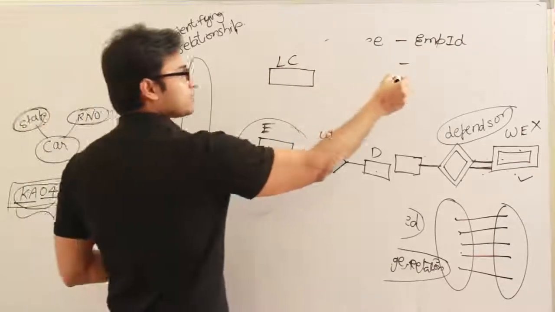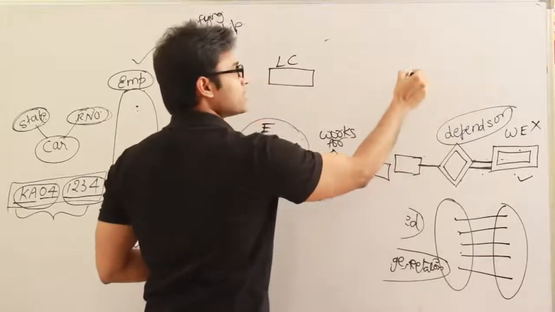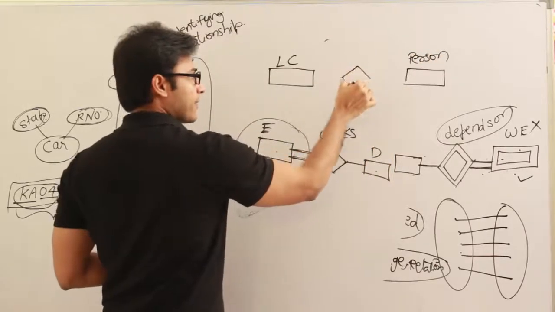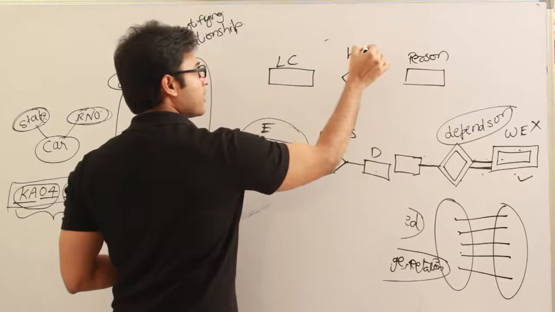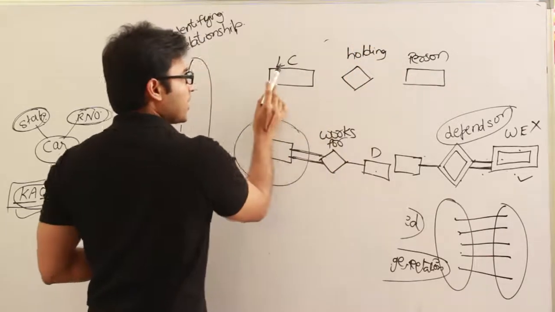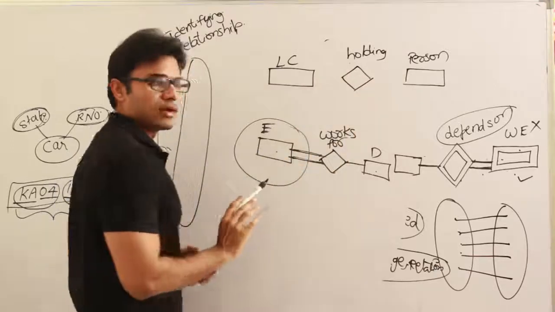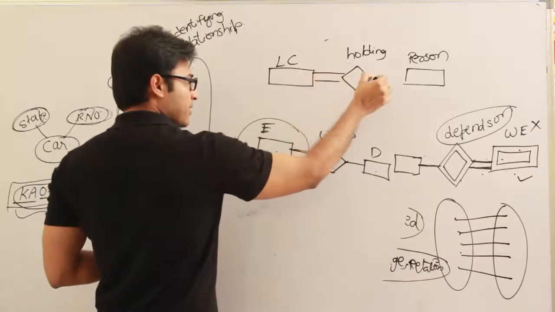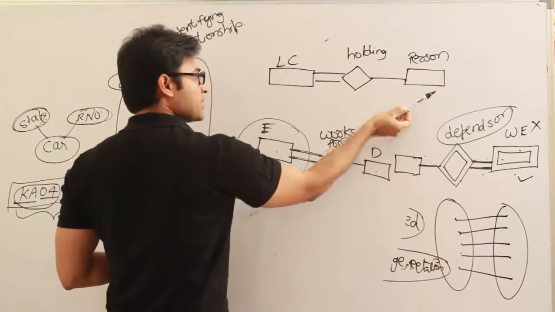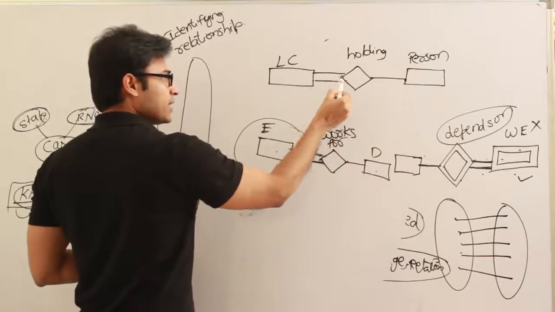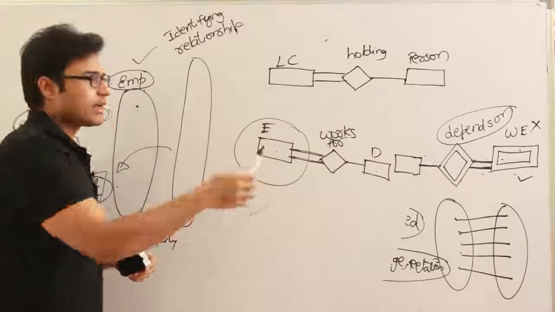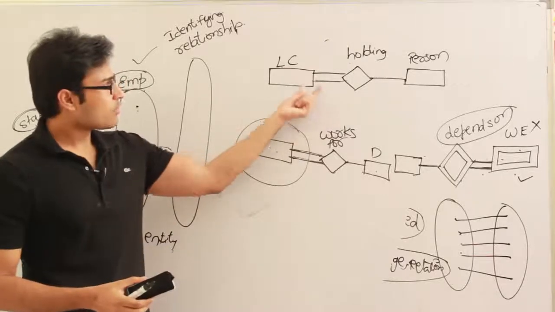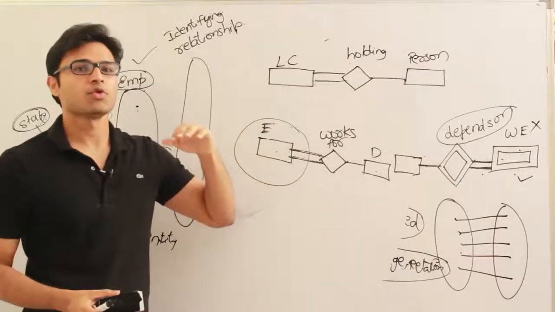and now it is the person entity, and this is the holds relationship. So the license card is being held by some person, right? Therefore, what about the participation? The person is partially participating, which means there might be some people who don't have a driving license. But if there is a license card, if there is a DL, definitely there will be a person who is going to hold it, isn't it? So what does it make? The participation of license card in this relationship is total.